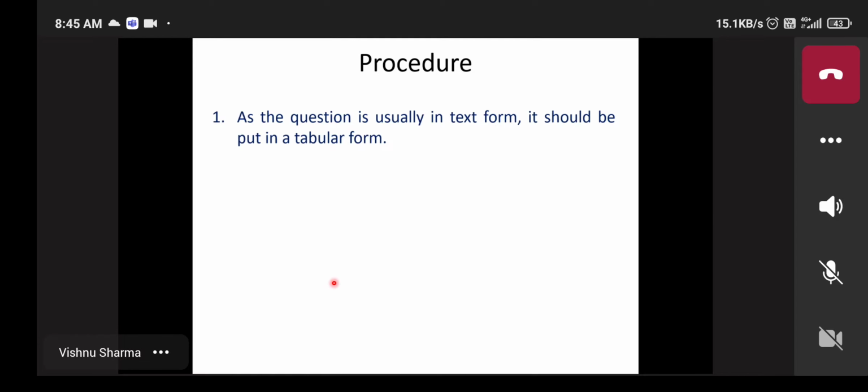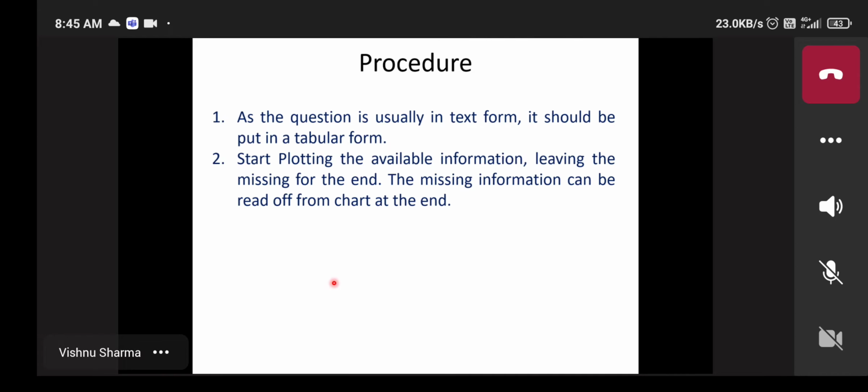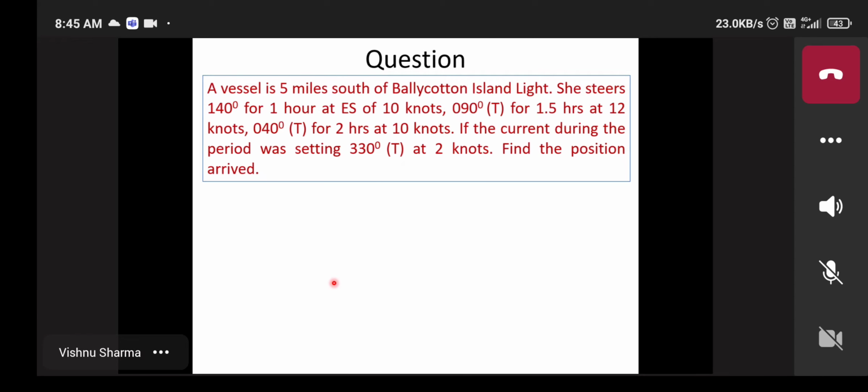Let's look at this question, beta. This is just a hypothetical example. Okay. Vessel is 5 miles south of Ballycotton Island Light. What does this give us, beta? South of Ballycotton, 5 miles south. It gives us the initial position. Okay, very good.